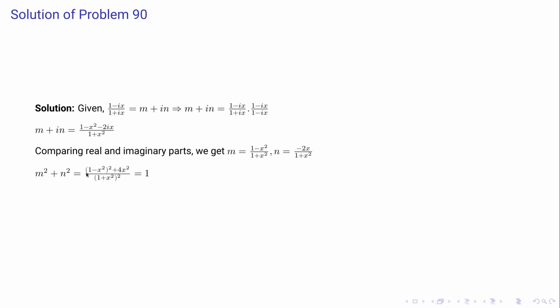So m square plus n square will be 1 minus x square whole square plus 4x square by 1 plus x square whole square. Now 1 minus x square whole square would be 1 minus 2x square plus x to the power 4. And when you add the 4x square to that, it becomes 1 plus 2x square plus x to the power 4, which is equal to 1 plus x square whole square. And you cancel them, that is numerator and denominator, you will get 1.